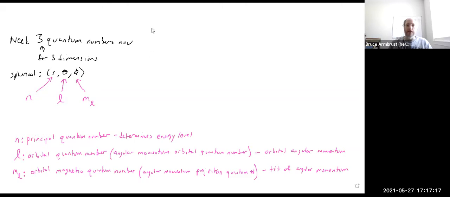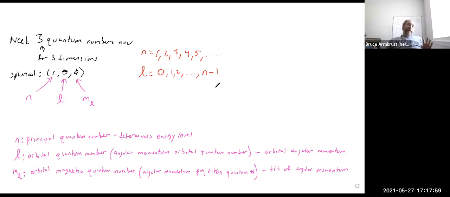N takes on the values 1, 2, 3, 4, 5, and so on, right? So the lowest N we can have is 1. But then we can just keep counting up as much as we want. Now, the L, there are restrictions on what the L value can be. It can actually be 0. That's the lowest it can be. But again, you can just start counting up with it. But there is going to be a maximum that it can have, which is going to be N minus 1.